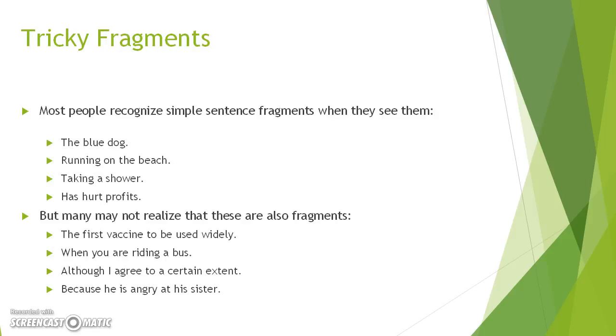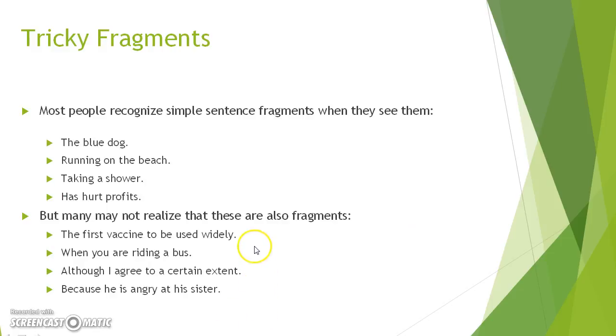Now, most people recognize simple sentence fragments. You would probably all know that the following examples that you see right here are sentence fragments. The blue dog, running on the beach, taking a shower, has hurt profits. None of these are sentences. The blue dog lacks a verb. Running on the beach lacks both, actually, a subject and a verb. Taking a shower, same thing. Has hurt profits lacks the subject.